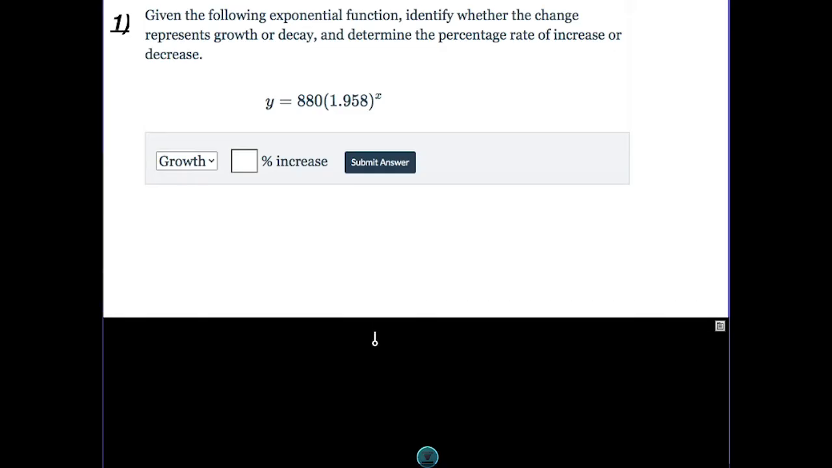So this first example comes out and tells you that we have a function. We want you to identify whether it's growth or decay and then determine the percentage. So first of all, here we're going to click on either growth or decay. What we do is we look at the base to identify that. If that base is bigger than 1, this represents growth. If that base is less than 1, we'll say decay. So in this problem, it is growth.